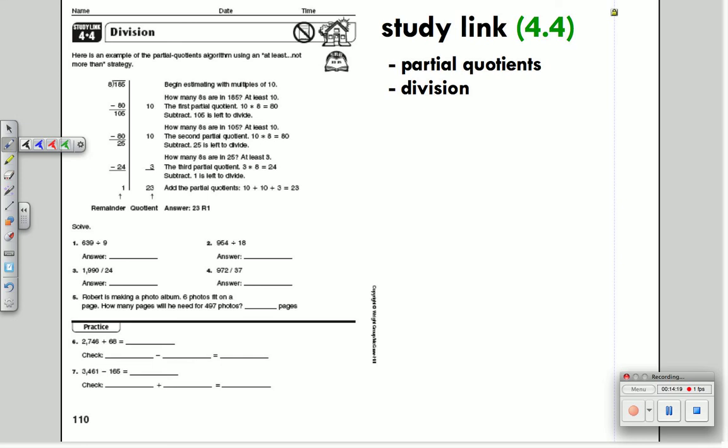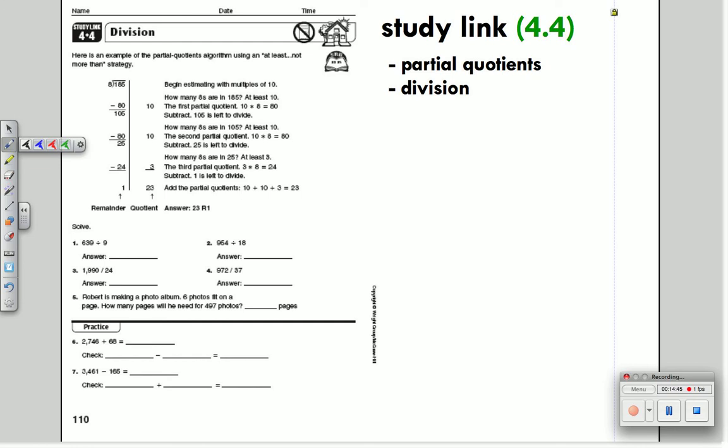All right, finally, this is what your study link looks like. I know the directions tell you to use the partial quotients algorithm. In this case, you do not have to, but please show your work on the back of the paper. I am unable to ascertain if you're understanding it if I can't see your work on the back. And besides that, it's easier to go back and check if you do get it wrong, to check where you went wrong in the division problems.